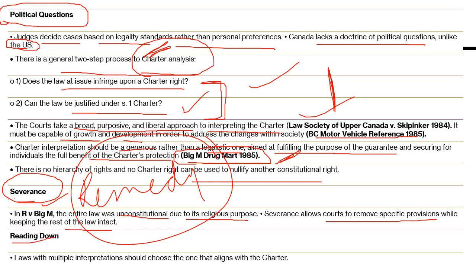Reading down means when a particular law has more than one interpretation. One judge is saying that this means this, another is saying this means that. So you have to choose the interpretation that aligns with the charter. You have to choose, out of all those multiple interpretations, that one. So reading down means you are bringing down your conclusion, your interpretation, to the one that relates to the charter.